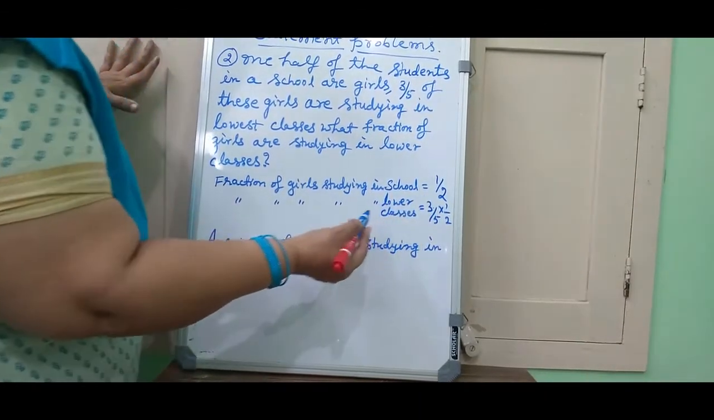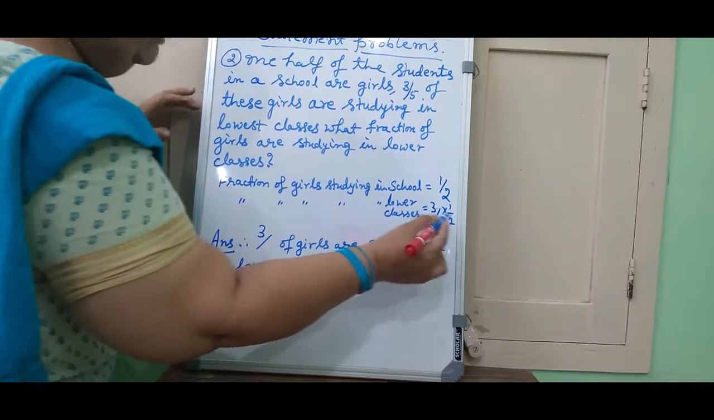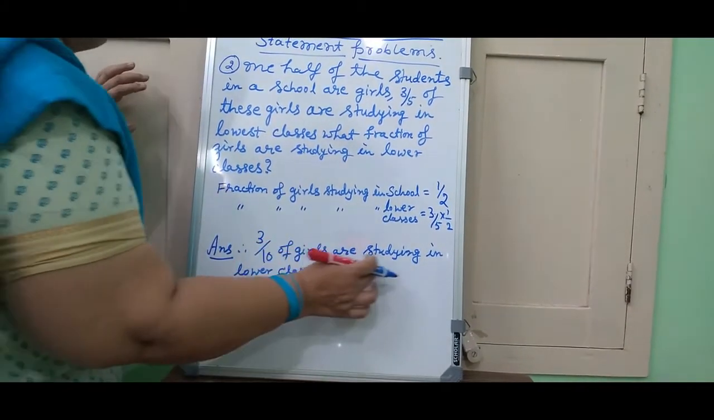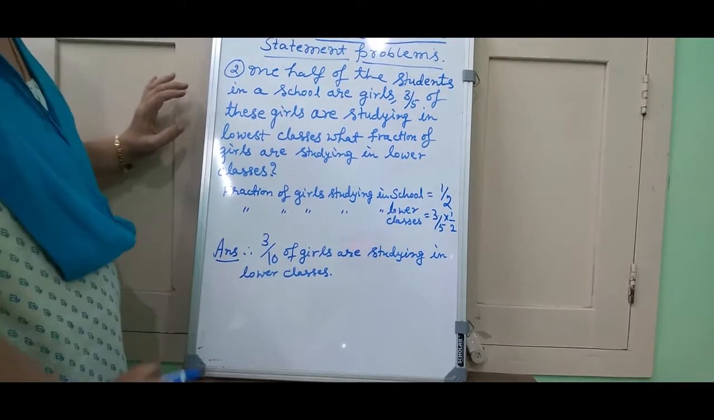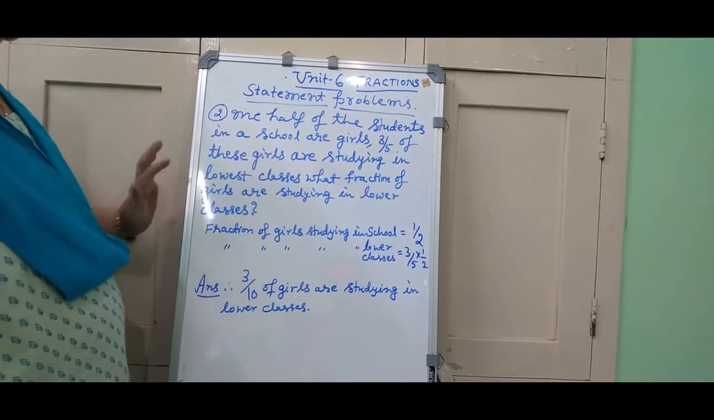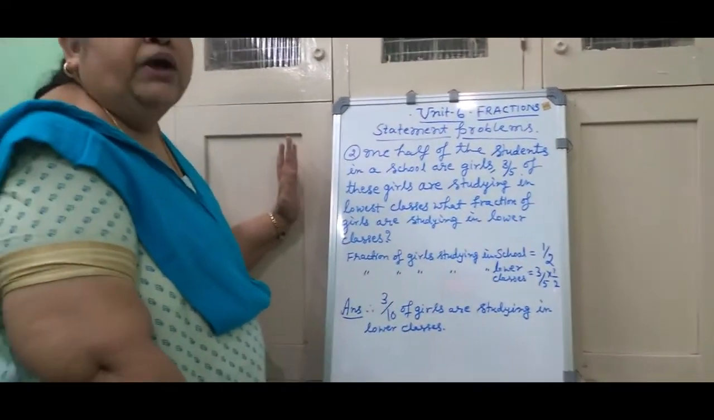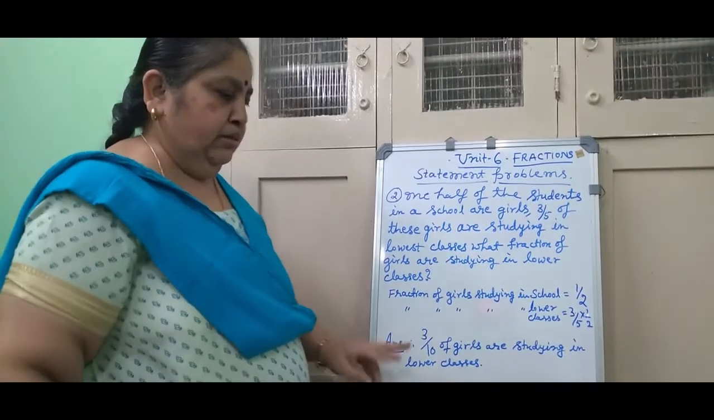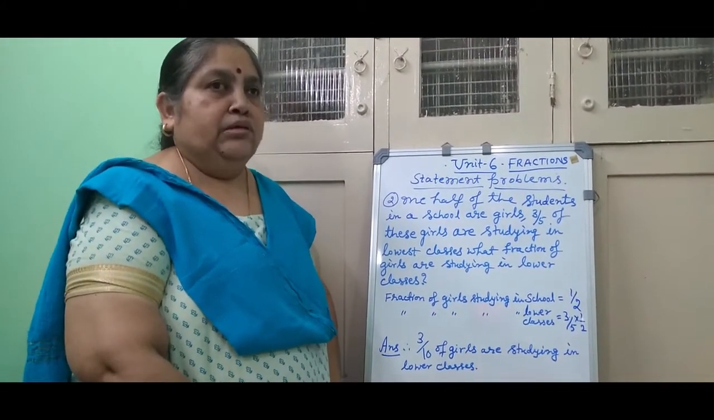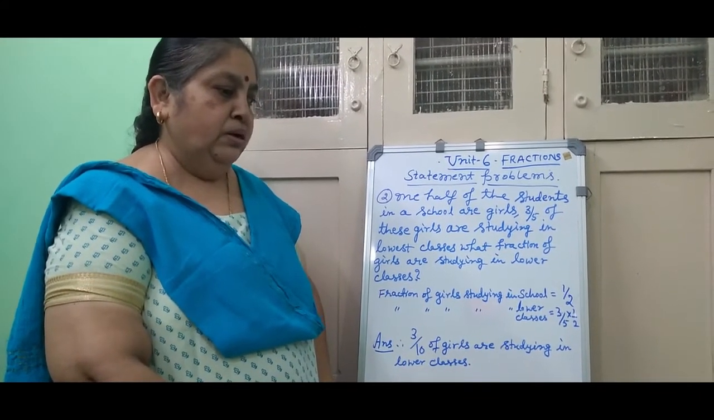3 ones are 3 and again 5 twos are 10. So this 3 by 10 of the girls are studying in lower classes. 3 by 10 is a fraction. So what fraction of the girls are studying in lower classes? That is 3 by 10, which is the answer. 3 by 10 of the girls are studying in lower classes. So this is one more example that I have told you.